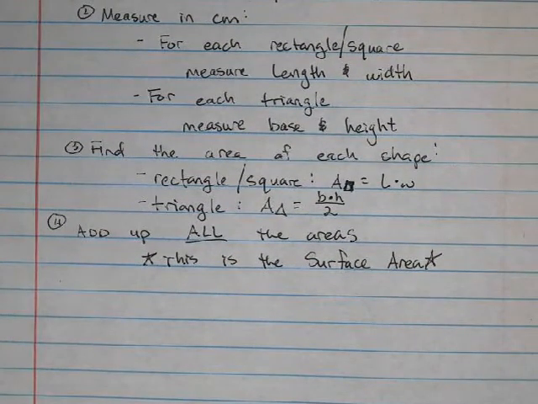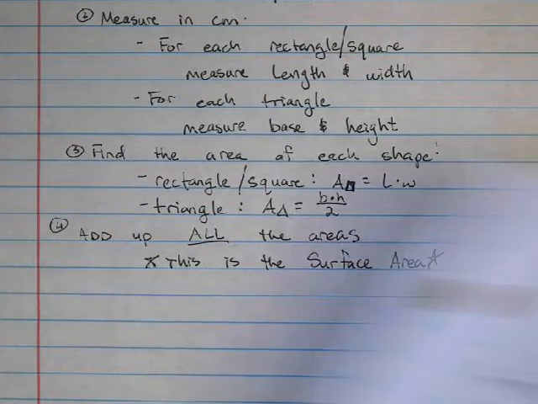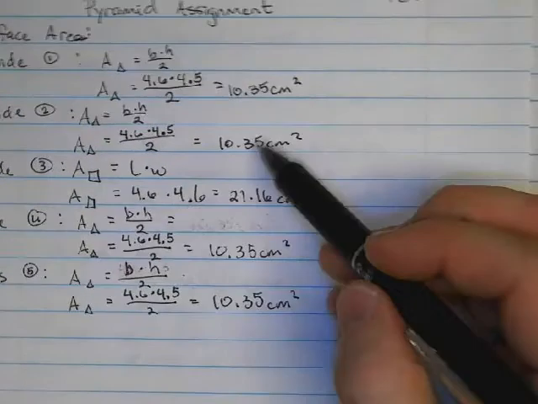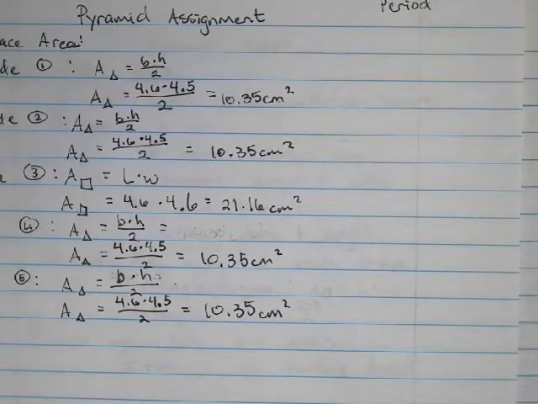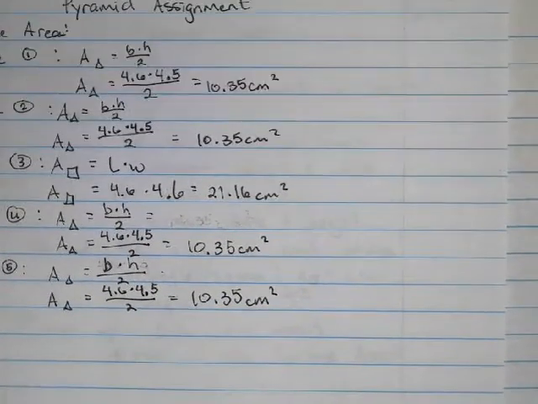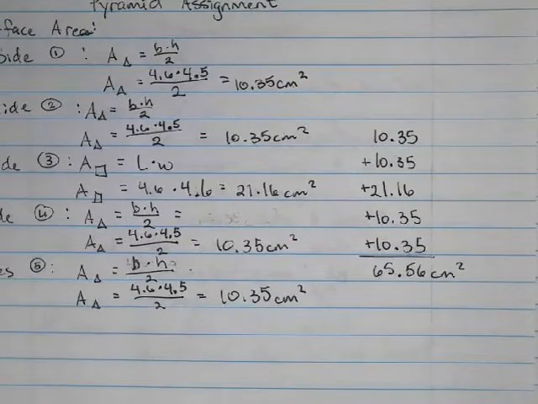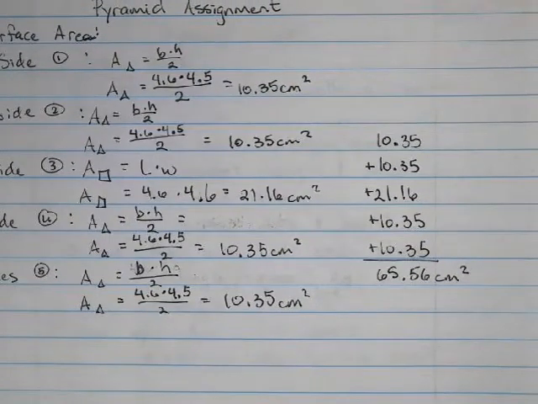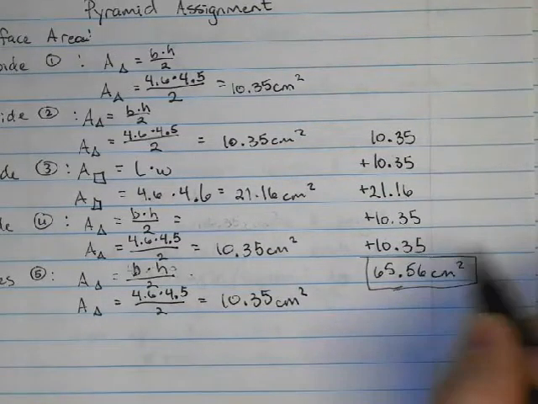So we'll go back to our assignment page and we'll add up all 5 of those areas. So take all 5 of these, 1, 2, 3, 4, 5, and then add them together, and that total will be your surface area. So pause right here and do that. So I've added up all 5 of my areas to get the surface area, and I found that mine was 65.56 centimeters squared.